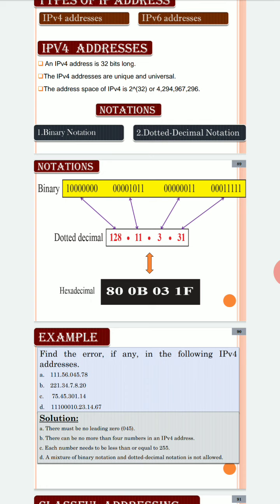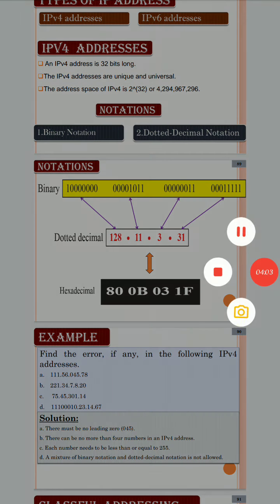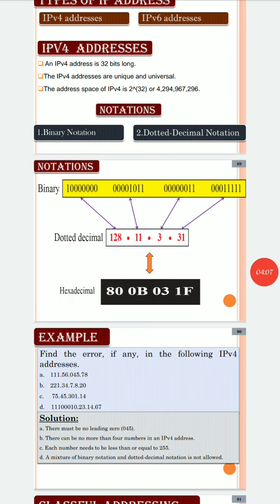separated by a space. The same thing we can represent using dotted decimal notation. Each part, as I said, is 8 bits, the equivalent of that in decimal is written, and each decimal number is separated by a dot. That's why we call it dotted decimal notation.